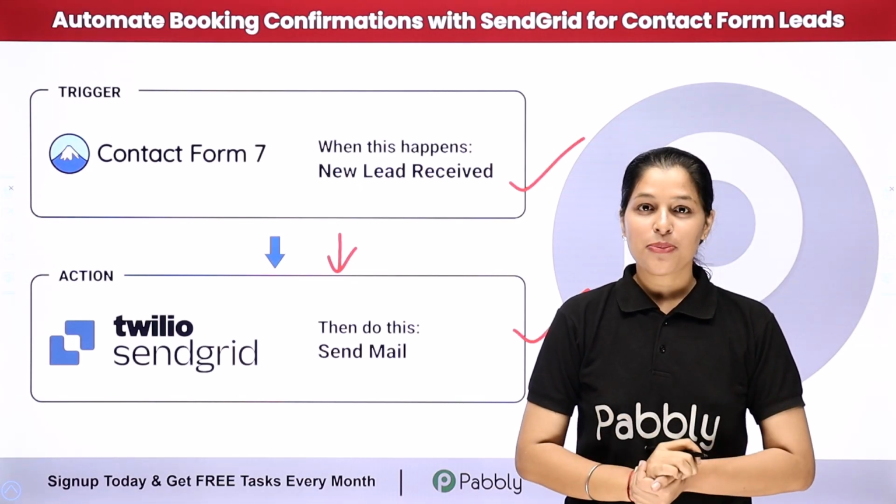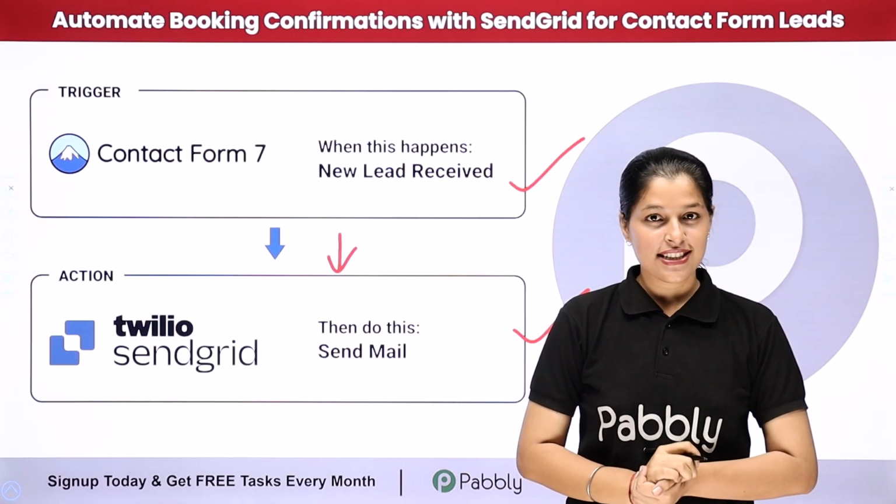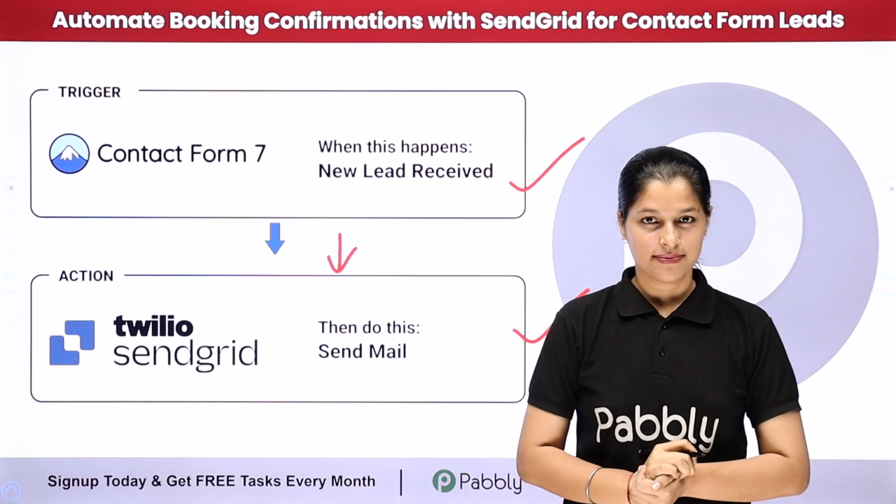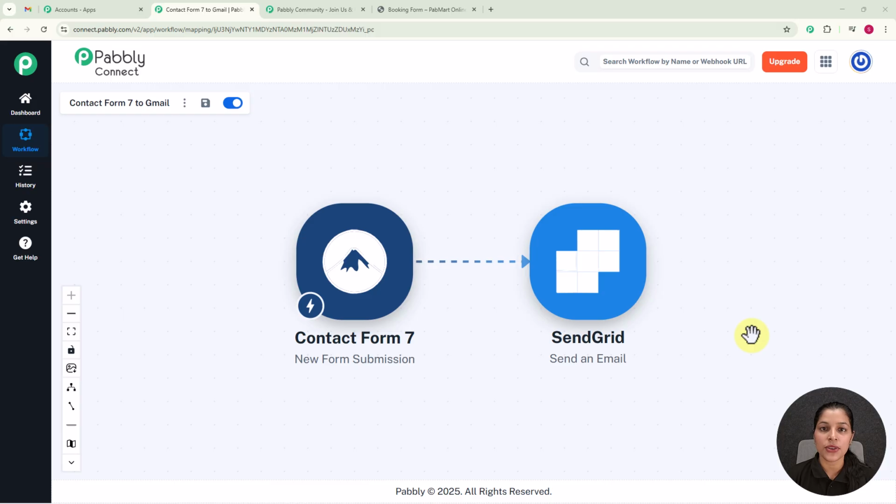So if you also want to build this automation for your own business, then let me take you towards my screen. Welcome to my screen. So in this video I am going to show you how you can automate booking confirmation emails via SendGrid for the contact form leads. Right before you on my screen you can see I have built this automation by integrating these both applications, that is Contact Form 7 and SendGrid. Now as soon as a new form submission is received over Contact Form 7, a booking confirmation email will be sent to the user through SendGrid.